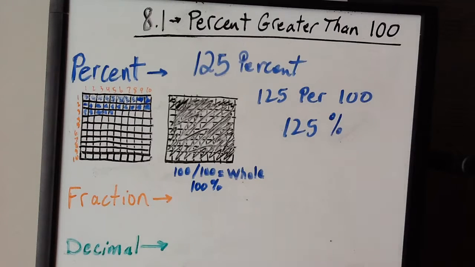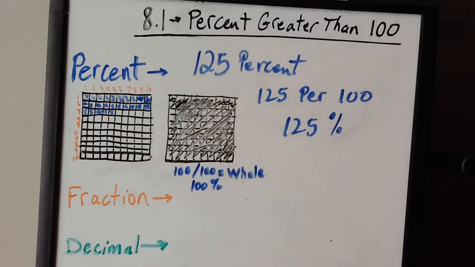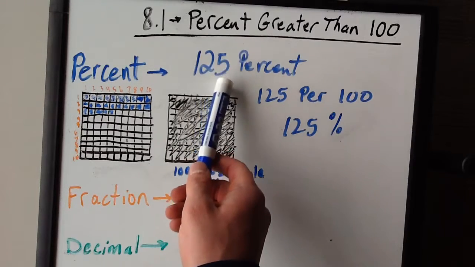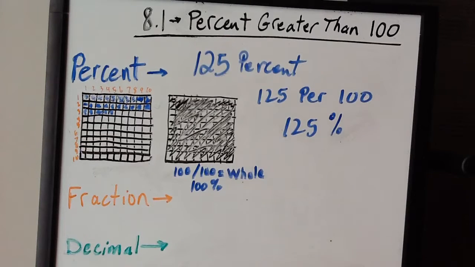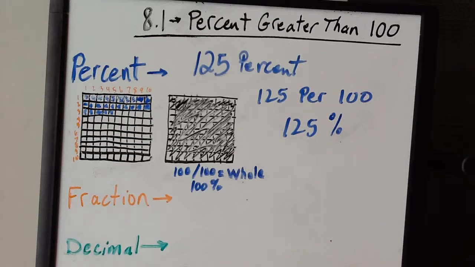Okay, but if I have 125%, that means I have more than a whole shaded. I have one whole shaded plus some more, and I have 25 out of the 100 shaded on this grid. So that's 125%, or 125 per 100, right? Since percent means per 100, I can write that using a percent symbol, 125%.